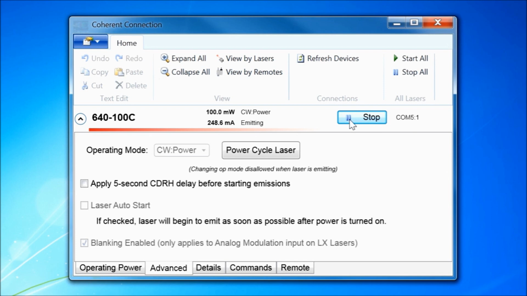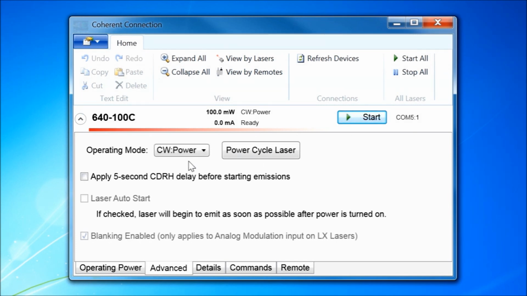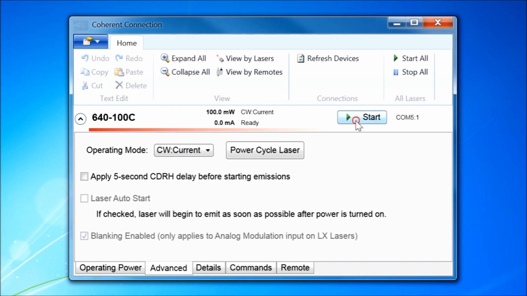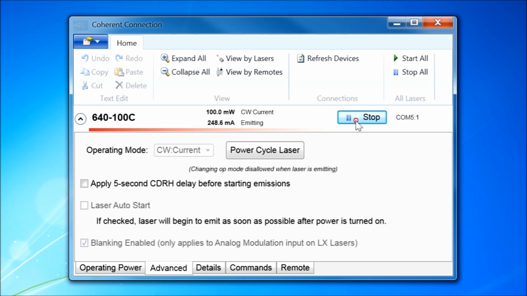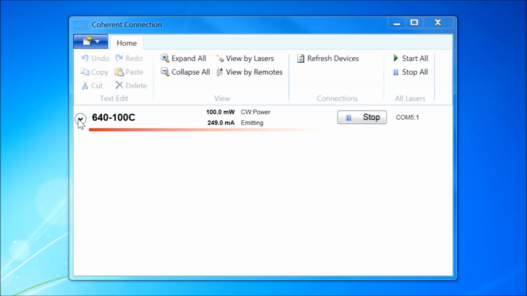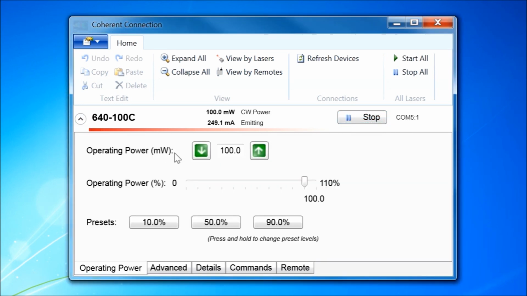OBIS LX lasers can also be selected to operate in a CW current mode that does not use the closed light loop. In CW current mode, the laser operates with a constant current drive to the laser diode. In either CW power or CW current, the laser output power can be adjusted through the user interface to change the output power level. With the Coherent Connection software, the output power can be adjusted with the power slide control, presets, or by typing in a value.